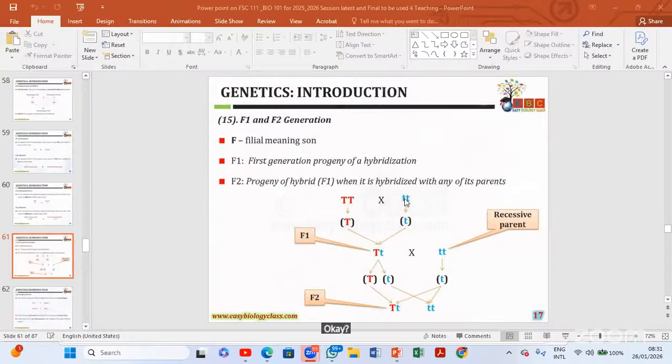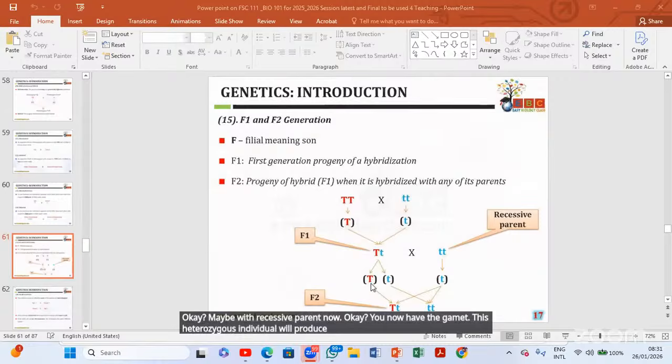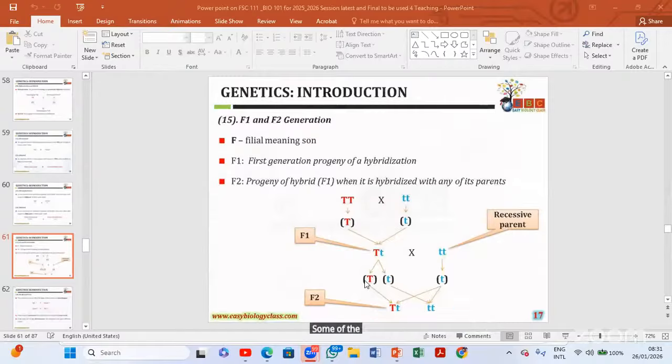So when you now cross two of F1, or even when you cross the F1 with another individual, maybe with a recessive parent now, you now have the gametes. This heterozygous individual will produce two types of gamete. Some of the gametes will be capital T and some will be small t. But this individual that is recessive will only produce one type of gamete. All will be small t.